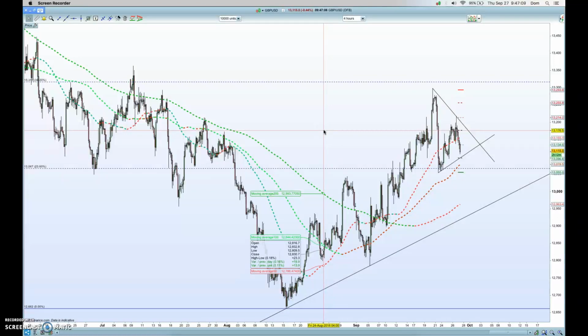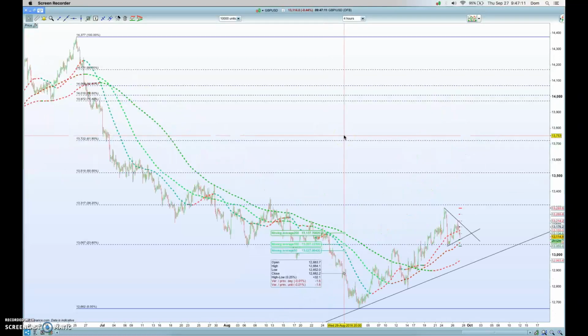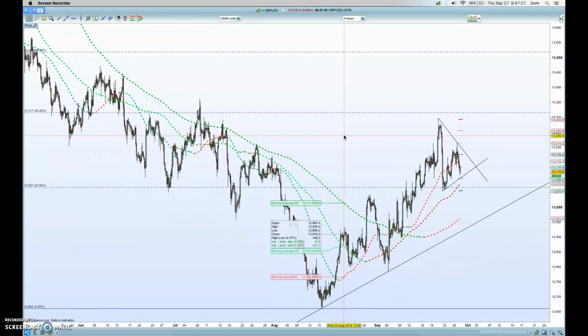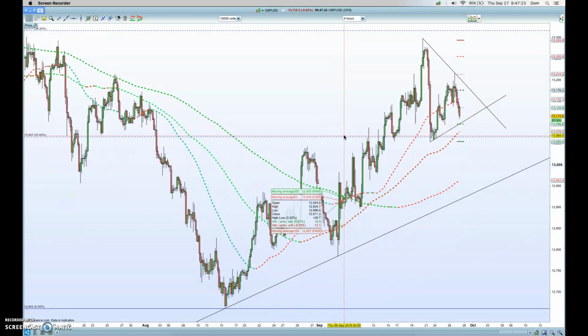The time is 9:47 and we're just looking at the pound dollar. It's a 4-hour time frame that we're looking at. So last few days we've just had a bit of a consolidation. We've had a bit of a move down last week due to the pressures from Brexit.